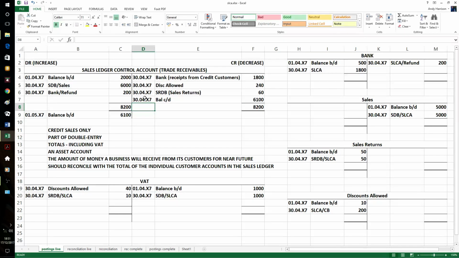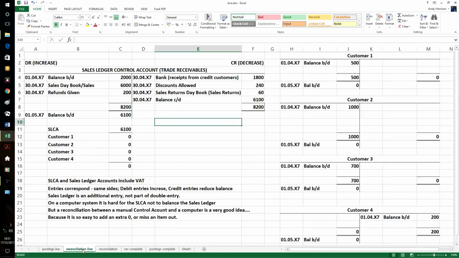And we've got our balance of 6,100. I won't waste time balancing off other accounts. That is £6,100 at the end of the month that we are owed by our credit customers. So now we need to check that that seems to be the right figure, so we better have a look at a reconciliation. So here then we've got the £6,100 put into our standard format reconciliation, same control account.